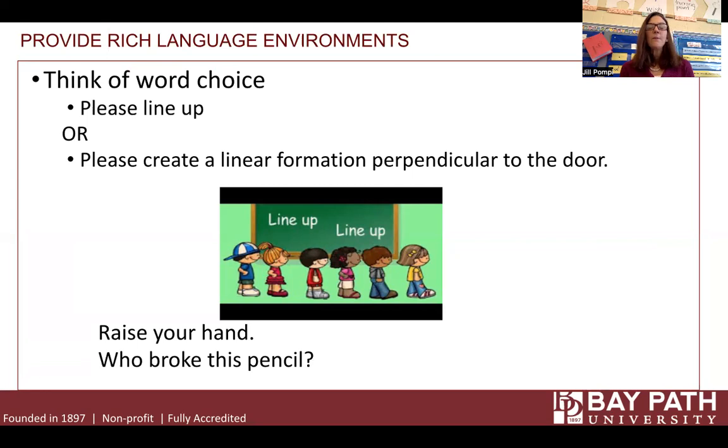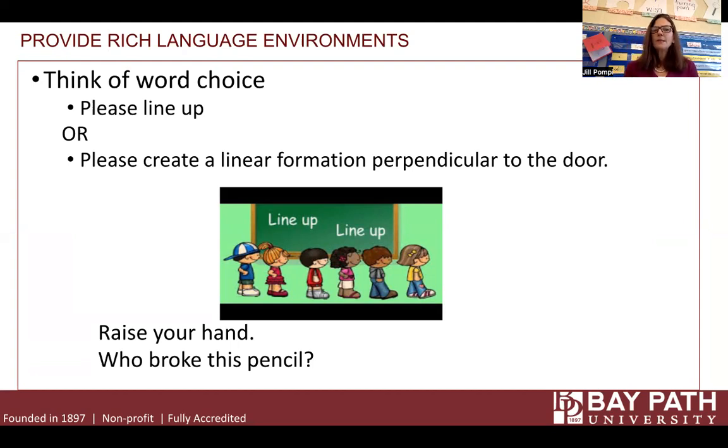So for instance, my students are used to me saying, please line up. I wonder what they would do if I said, please create a linear formation perpendicular to the door. I'm really asking them to line up, but I'm doing it using more robust vocabulary so that I can grow their vocabulary. They're going to stop and they're going to think, and together we're going to dissect that sentence, and they're going to understand that when I say, please create a linear formation perpendicular to the door, I'm basically asking them to please line up.